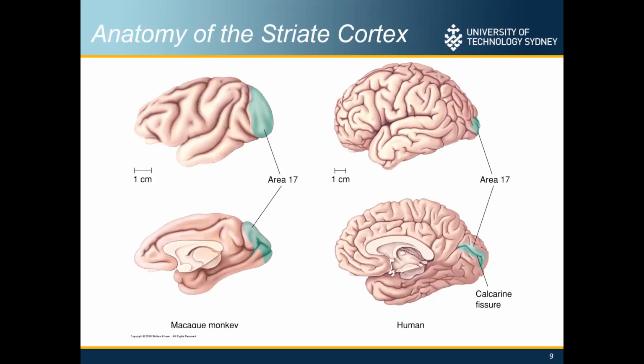The primary visual area is also referred to as Brodmann's area 17, and this is located in the occipital lobe. Much of this area lies on the medial surface of the hemisphere surrounding the calcarine fissure. Other names of this area are V1 and also the striate cortex.